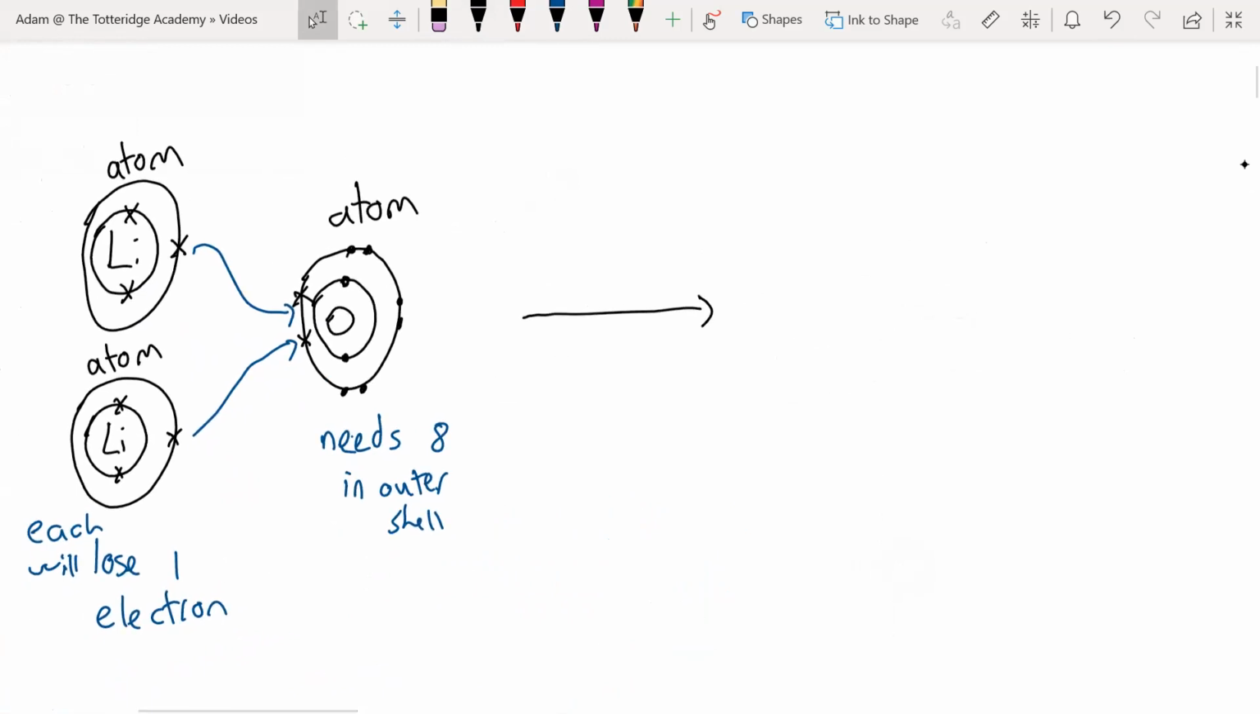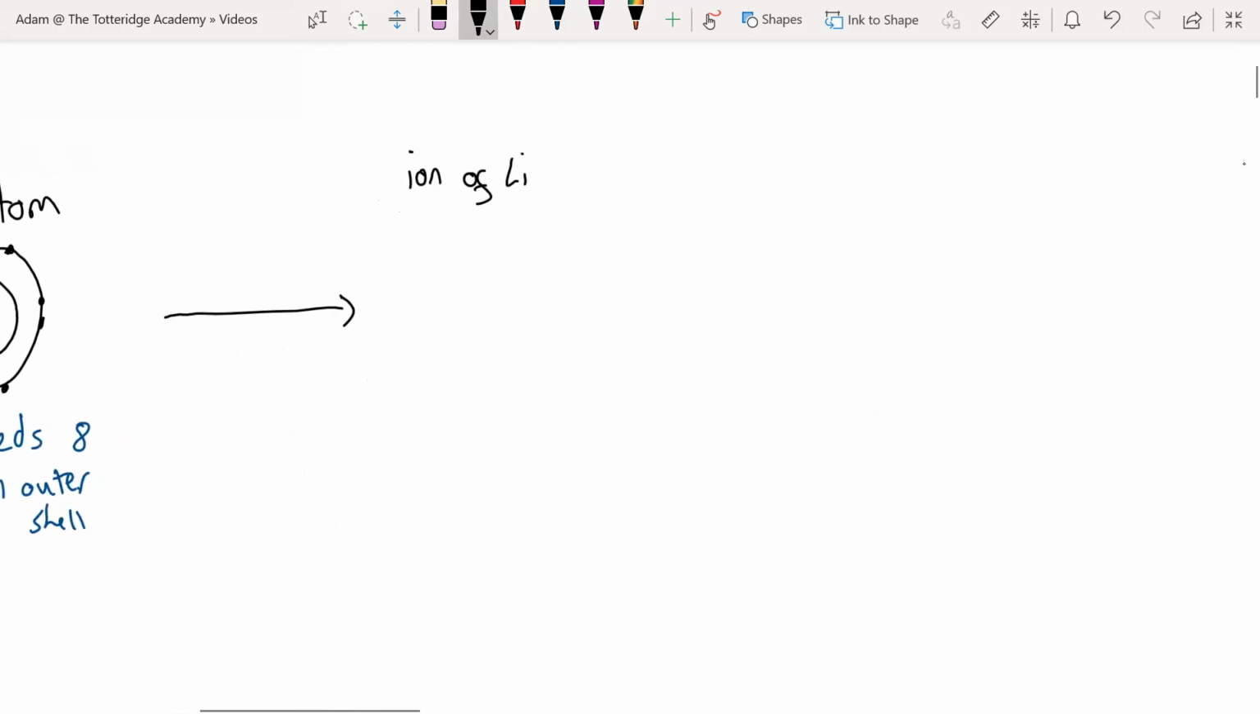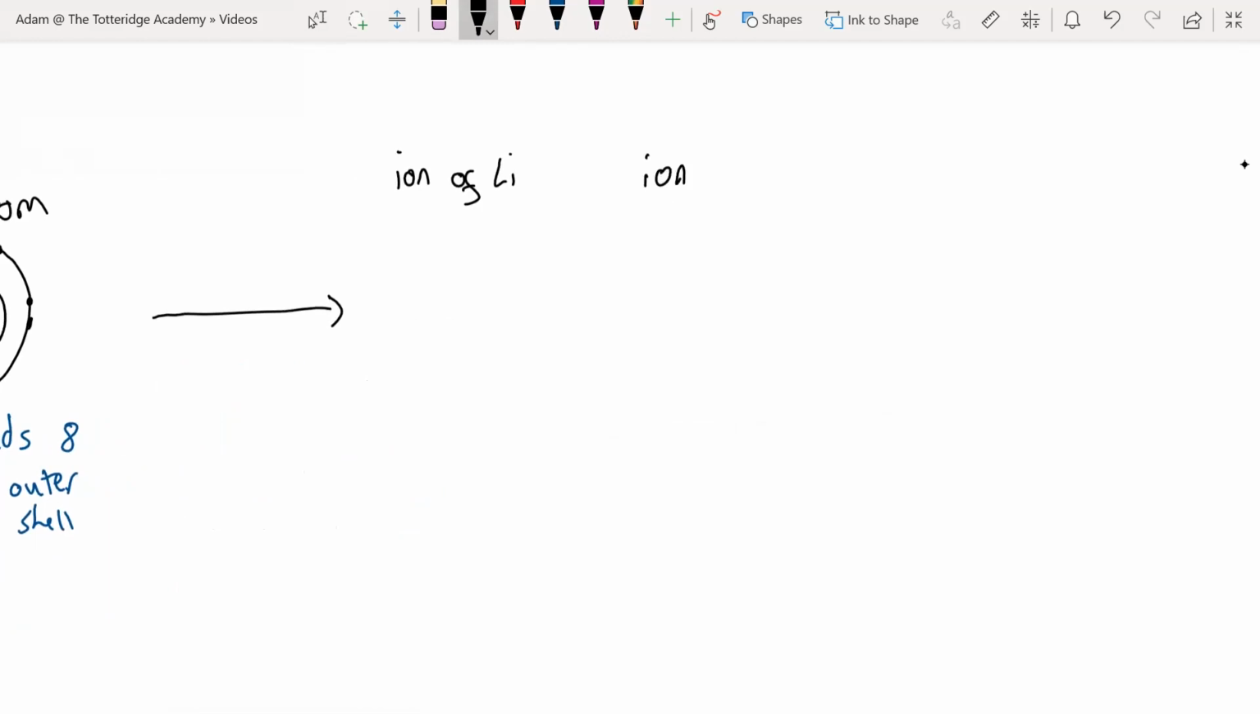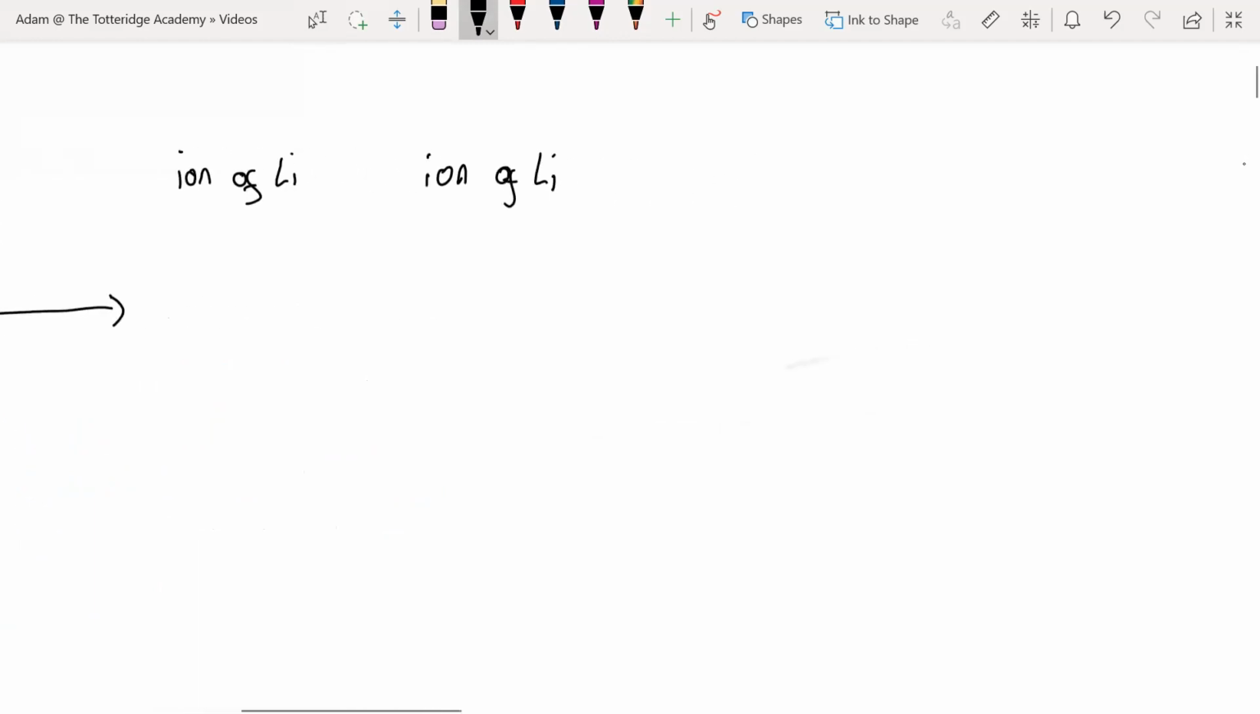What I'd like you to do is try and draw them as ions. So we'll have an ion of lithium here. We'll have an ion of lithium here, and we'll have an ion. Sorry, my pen is being a bit silly. Ion of oxygen we'll put over here. So what I'd like you to do is pause your screen and underneath each of these, draw them as ions.